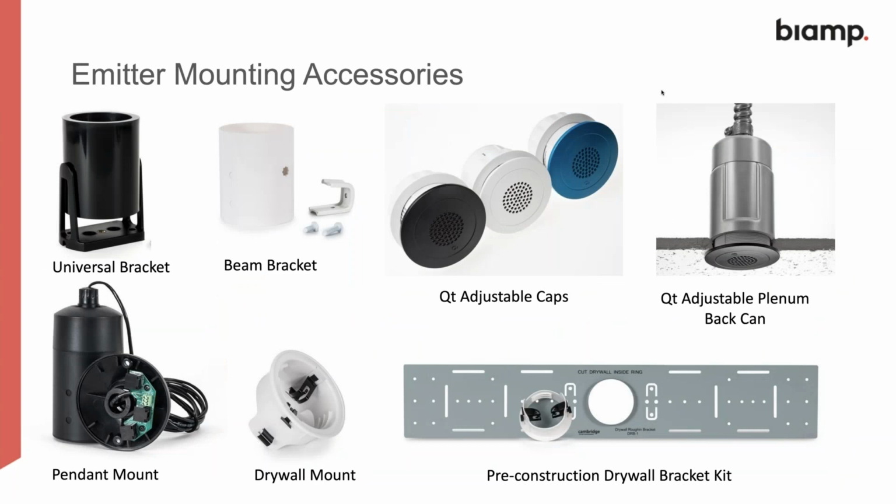Now, in order to mount the emitters, we offer a whole range of different mounting accessories, from the universal bracket through to the beam bracket. We have the QT adjustable caps for the passive emitters, which we are able to spray with a RAL color should you so require. We have adjustable plenum back can for the areas which have a large plenum area. We've got a pendant mount, a drywall mount, and a pre-construction drywall bracket kit as well.